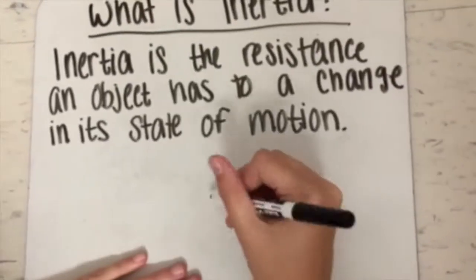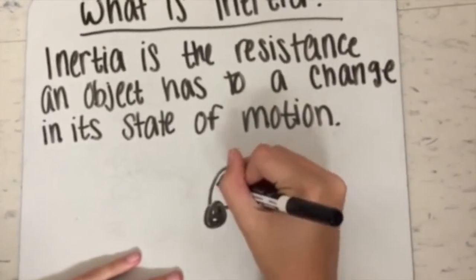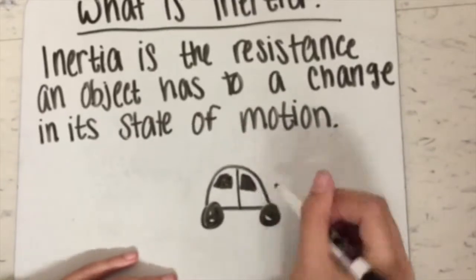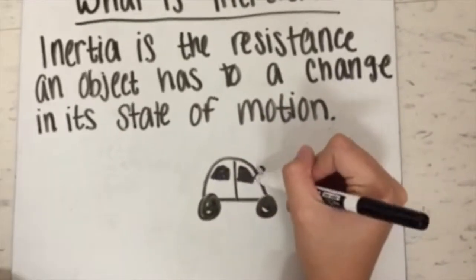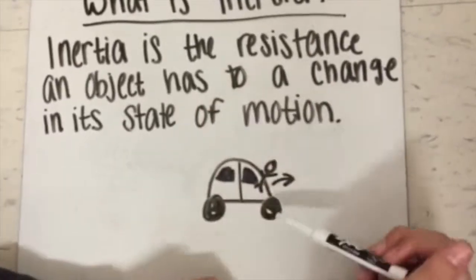Inertia is the resistance an object has to a change in its state of motion. For example, when someone is sitting in a car and the car stops suddenly, the person is jerked forward. This is inertia because it is the person's resistance to the car's change in motion.